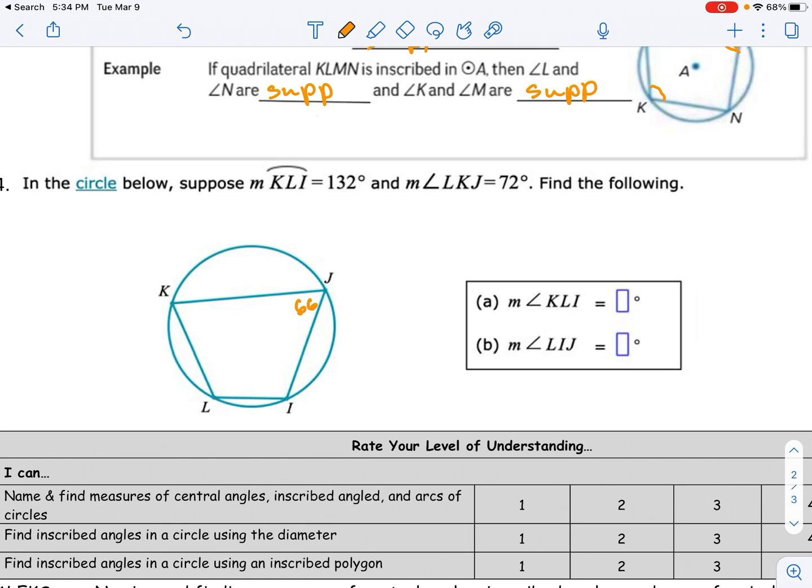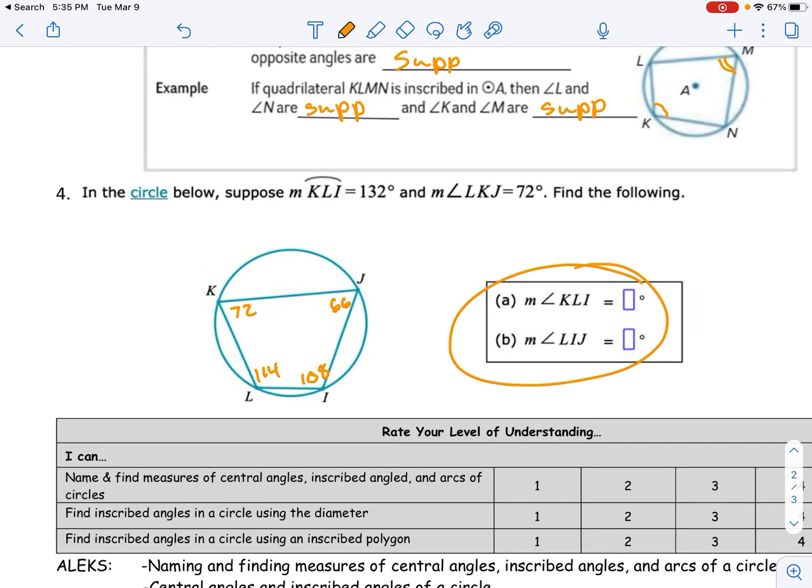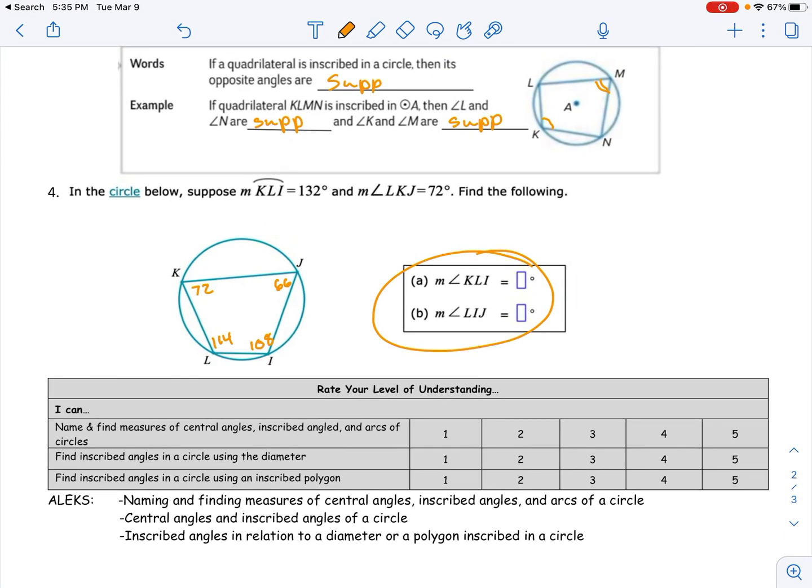For the other one, LKJ, it's giving us that angle. It's giving us 72 right there. So now I've got two angles. I can find my other two angles. All I have to do is subtract them from 180. So 180 minus 72 is going to be 108. And 180 minus 66 is 114. And these are the two things that they're looking for over there, so you'd have to plug those in accordingly. But that's it for this lesson.